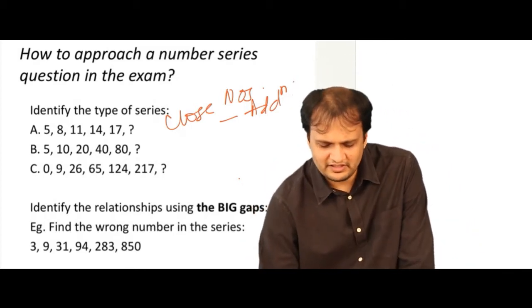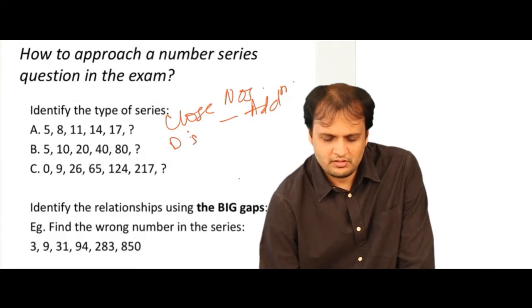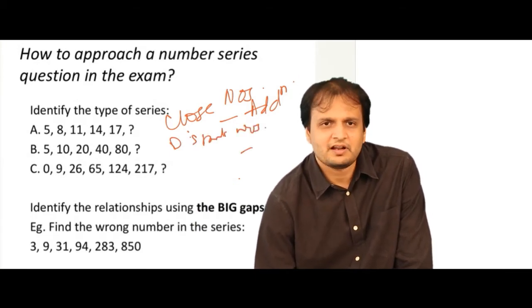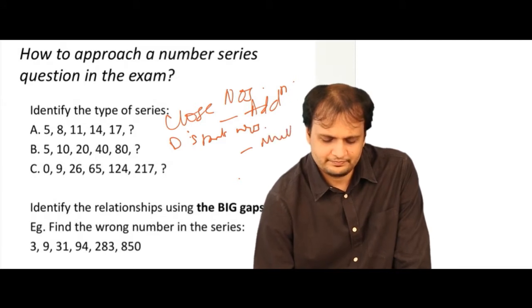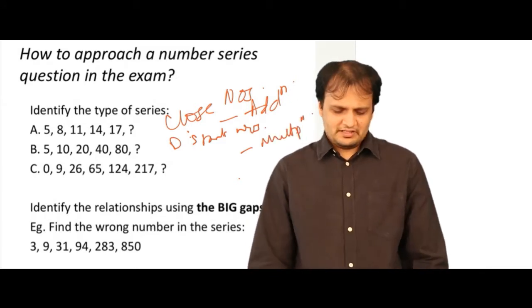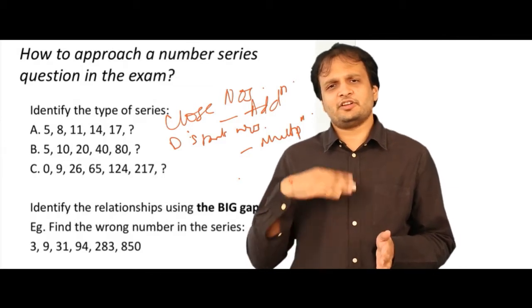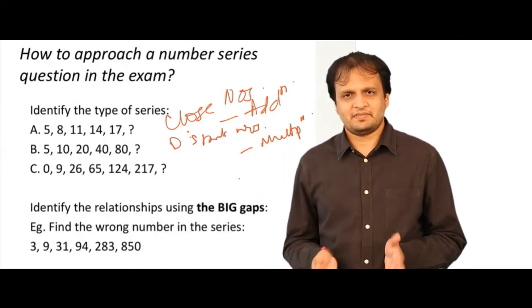So if the numbers are very distant numbers, then what will we go for? We will try multiplication or division. So for example, this one, 5 into 2, 10, 10 into 2, 20, 20 into 2, 40, 40 into 2, 80, 80 into 2, 160.